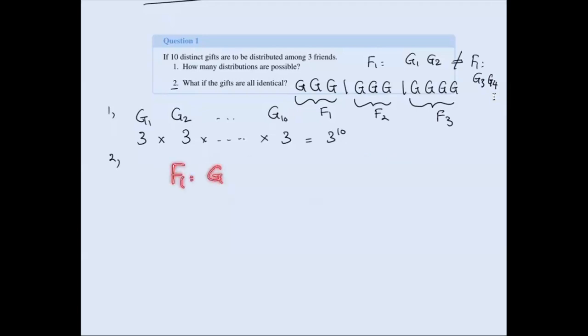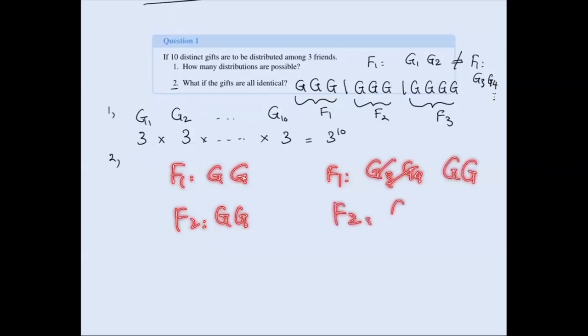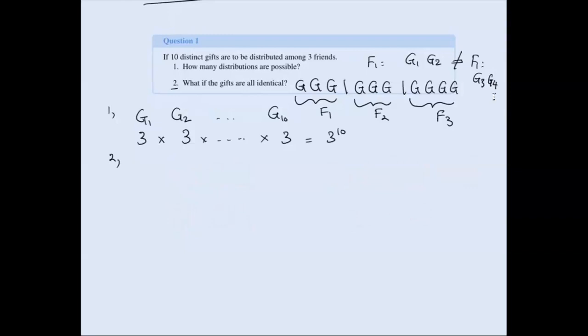So you have friend 1 having 2 gifts, friend 2 having 2 gifts. So it would be the same as friend 1 having gift 3, gift 4. Now I just write it as gift. So it is again 2 gifts, and friend 2 also 2 gifts. So what is the criterion that differentiates between different distributions? You can tell that 2 distributions are different if the number of gifts that each friend receives is different.